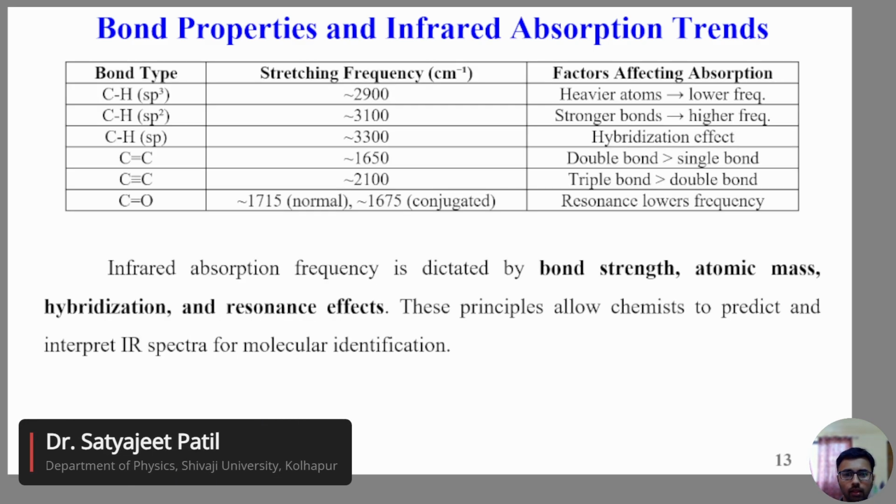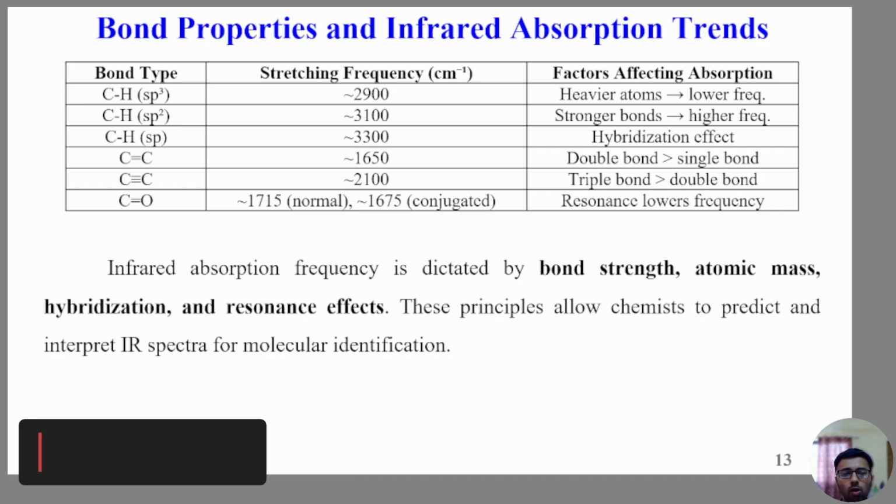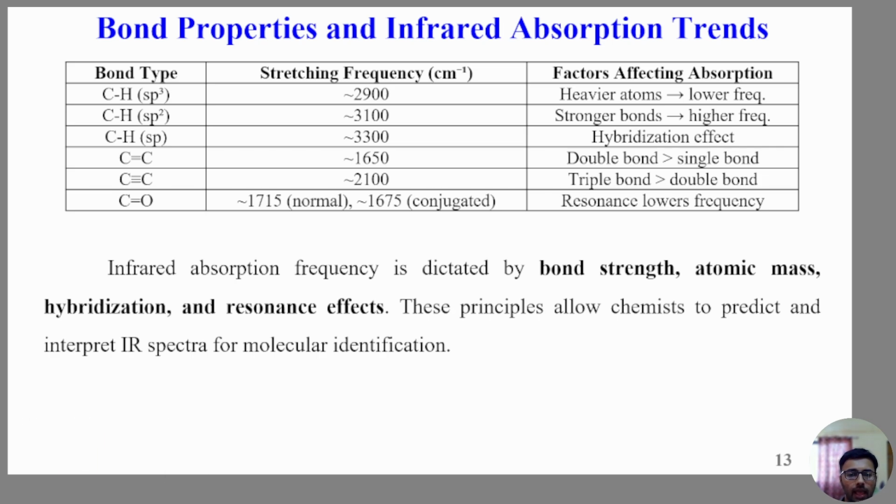Now let us examine some real experimental data to see how these rules apply in practice. First, look at the carbon-hydrogen stretching frequencies based on hybridization. Hybridization affects bond strength and bond length. An sp3 hybridized carbon-hydrogen bond, which is typically in alkanes, absorbs around 2900 centimeter inverse.